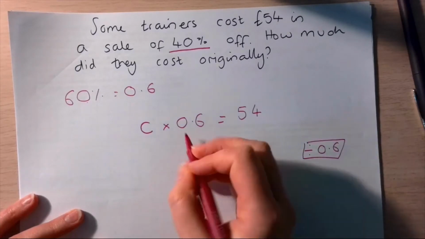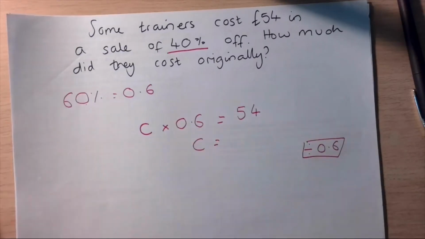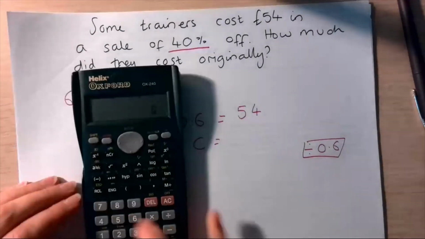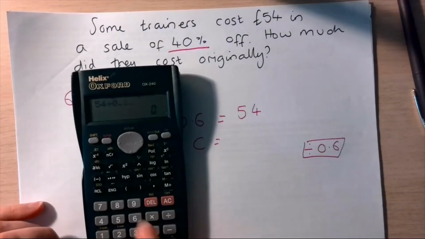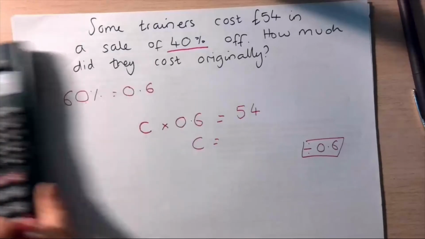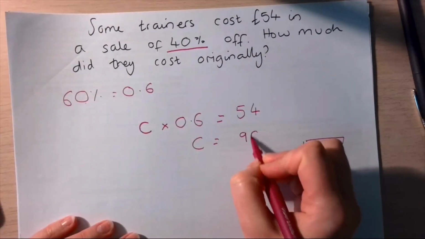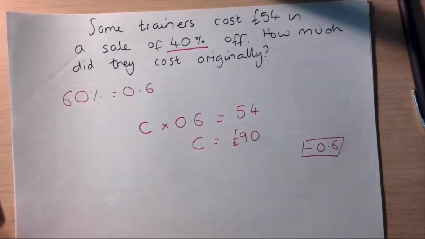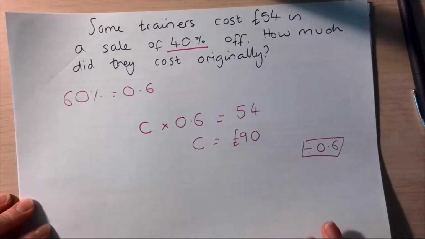Okay, that's my calculation. We're going to get C equals, on the calculator there, 54 divided by 0.6, which is 90. Okay, we get £90 there. Oh, trainers are so expensive. Okay, so yeah, the original cost was £90.